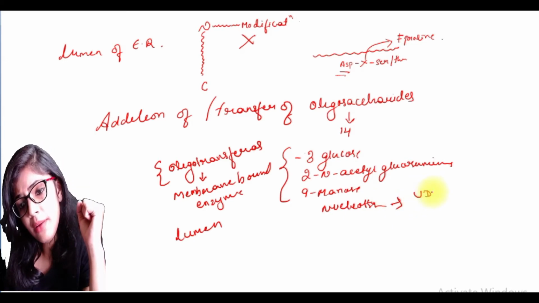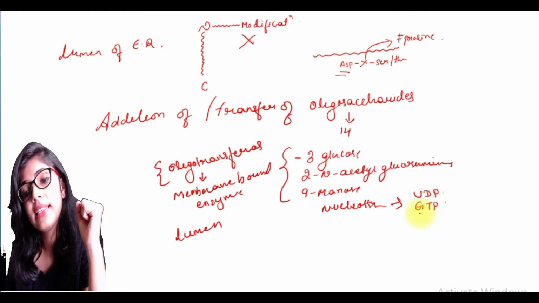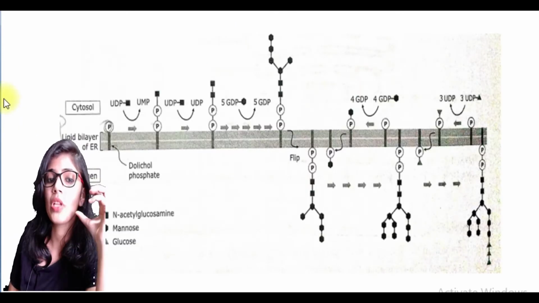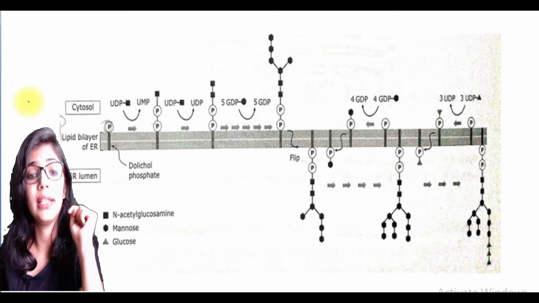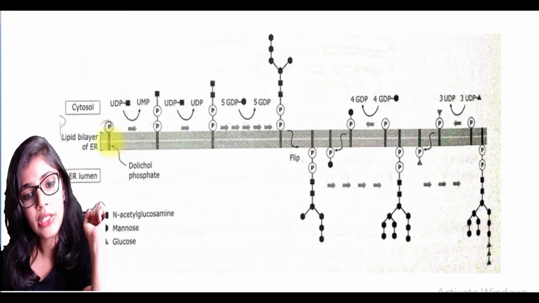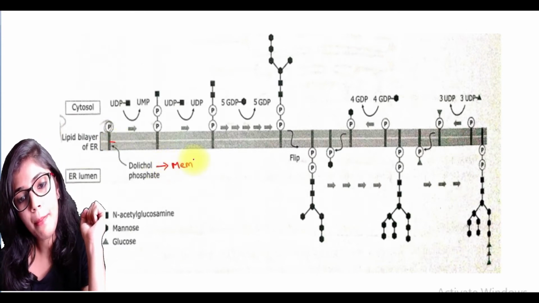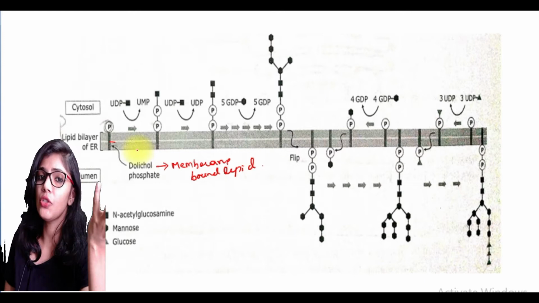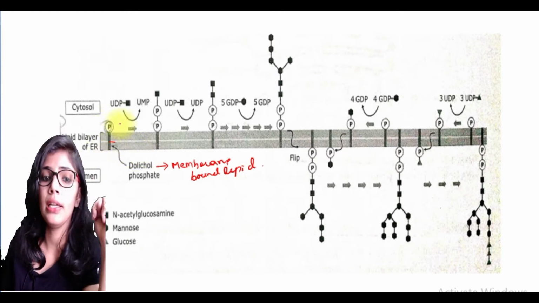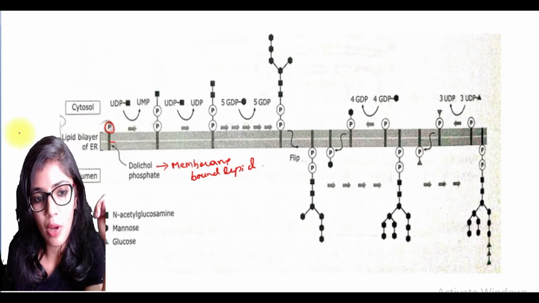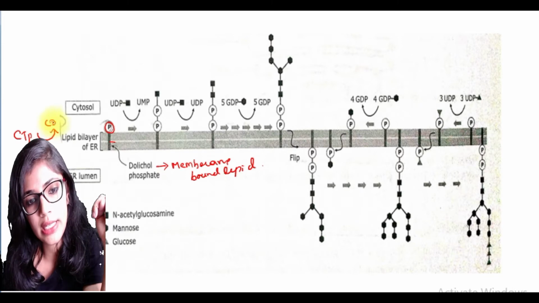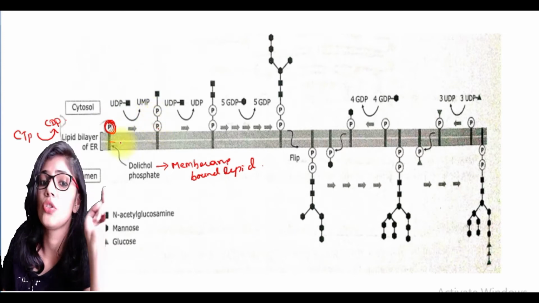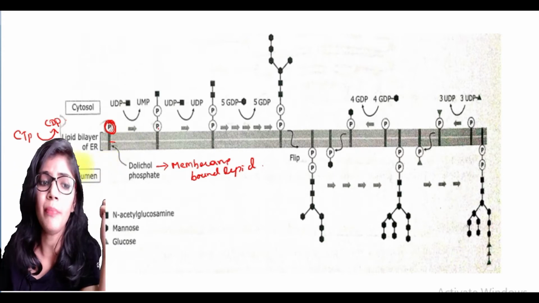We need nucleosides. What may they be? They may be UDP, GTP, CTP and many more. Let us see with the help of this diagram what is taking place. For this process, we need another lipid. What is the name of the lipid? The name of the lipid is dolichol, and this dolichol is a membrane bound lipid. First of all, 2 phosphates should be added upon this dolichol. This first phosphate is added with the help of CTP when it is converted into CDP. So, 2 phosphates need to be added upon this dolichol. After that only the oligosaccharides can be added.